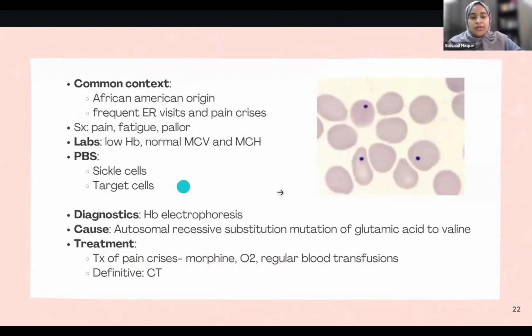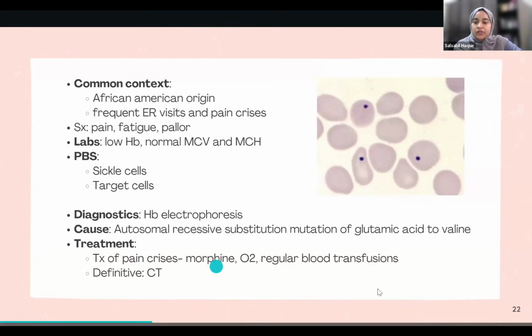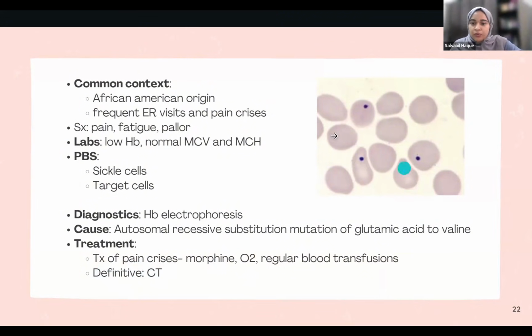So it is an autosomal recessive substitution mutation of glutamic acid to valine. Glutamic acid is hydrophilic. When it is replaced with valine, which is hydrophobic, this causes the hemoglobin to become sickle-shaped. You treat the pain crisis, give regular blood transfusions, and the definitive treatment is stem cell transplant. Now, can anyone tell me what you're seeing here?